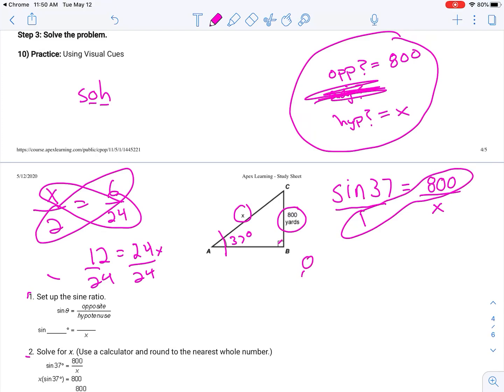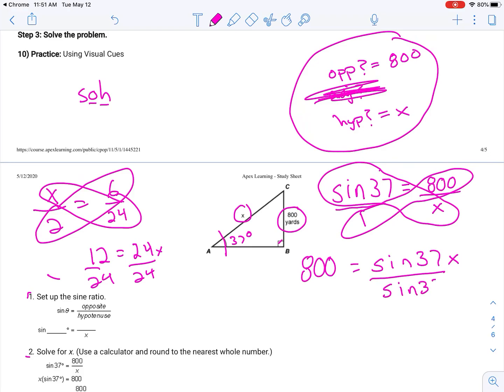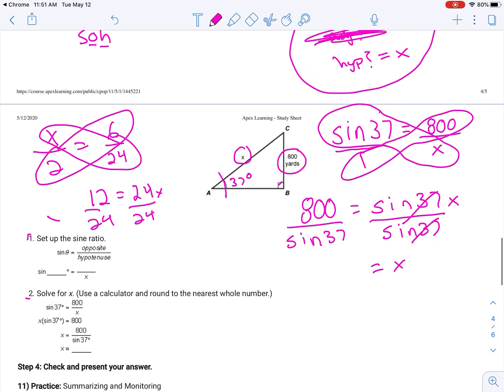So 1 times 800 is 800, and sine 37 times x is sine 37 times x. All right, now this is going to look a little weird, but it's okay. So now we have to solve for x. So in order to do that, we need to divide both sides by sine 37, which looks weird, but your calculator will do it. And when you do that, these cancel out, and x is equal to 800 divided by sine 37.